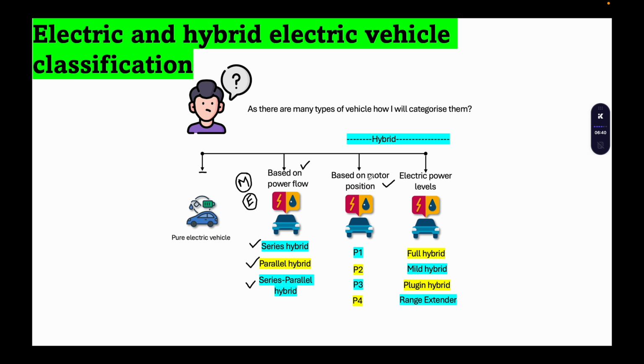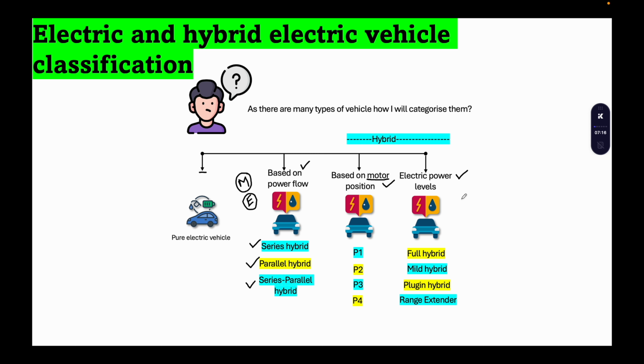Based on the motor position that you have in the hybrid electric vehicle, you will have all these four types of configuration, depending on whether the motor is placed before the engine, after the engine, after the transmission, or before the transmission. So based on these, there are multiple categories based on the position of the motor. This is the second category. The third category is at the power level.